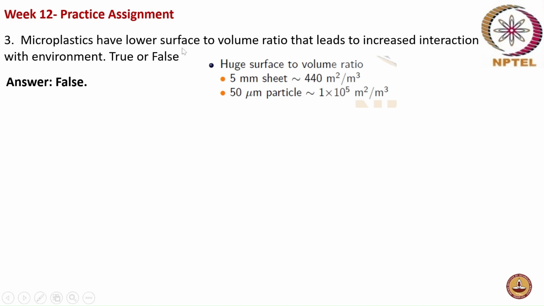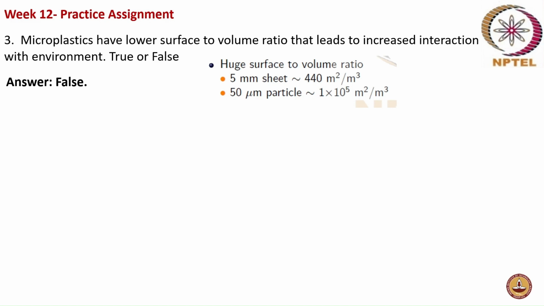For example, you can see in this image that a 5 mm sheet has a surface to volume ratio of 440 meter square per meter cube. So for 1 meter cube you have a surface area of 440 meter square. And if you compare it with a 50 micrometer particle, it is quite alarming that the surface to volume ratio increases phenomenally. You could see that a 50 micrometer particle has 1 times 10 power 5 meter square per meter cube. So this much surface is exposed for interaction with the environment.